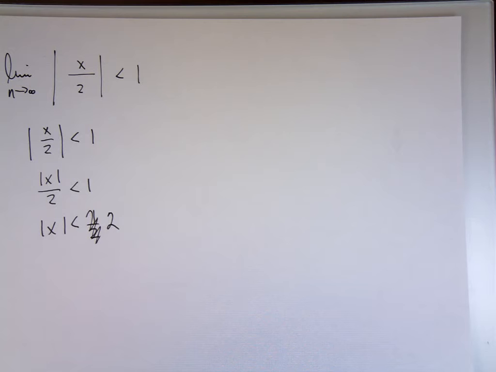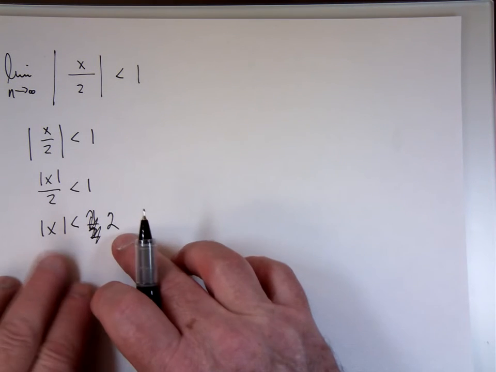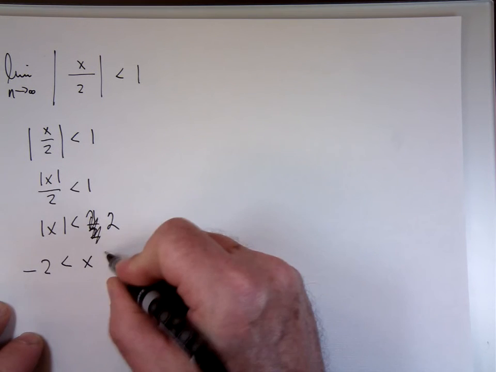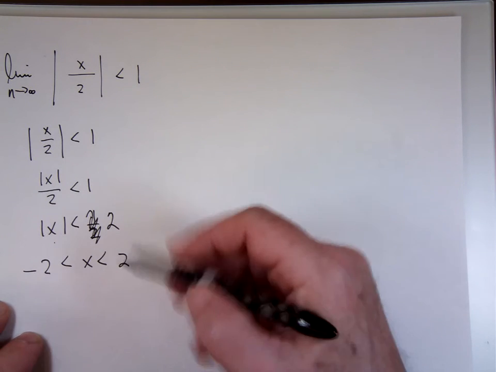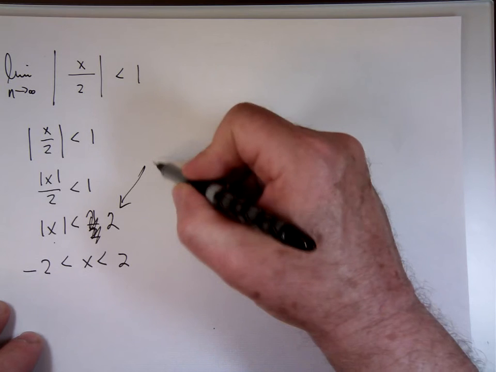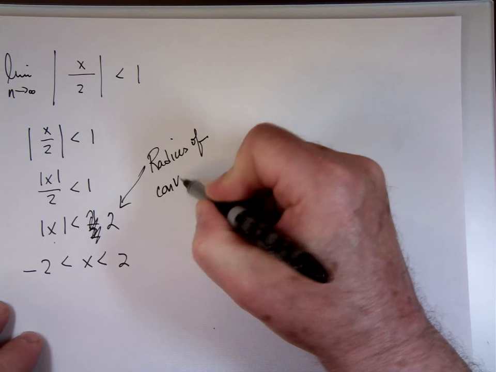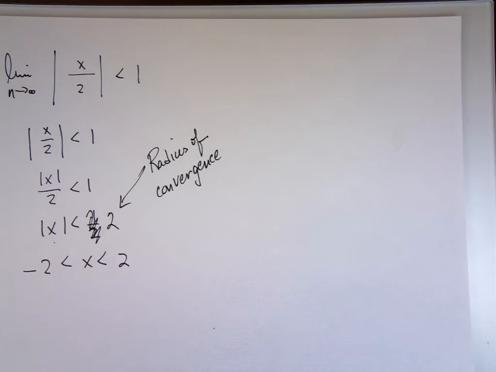It's true. Okay? That tells me this: as long as x has an absolute value less than 2, that series will converge. Now, what we're going to do is rewrite this without the absolute value symbols. If the absolute value is less than 2, then x must be between -2 and 2. What this 2 gives me is called the radius of convergence. This is an interval of convergence.